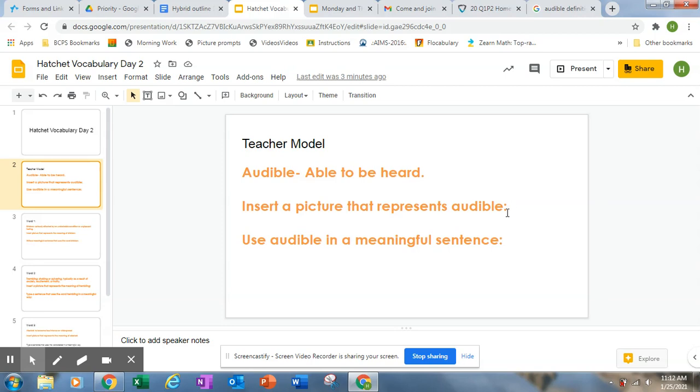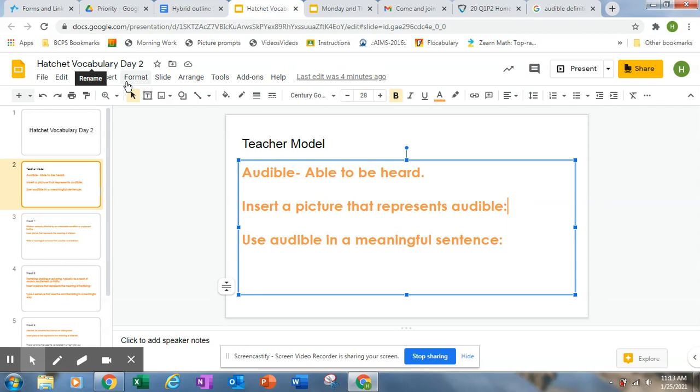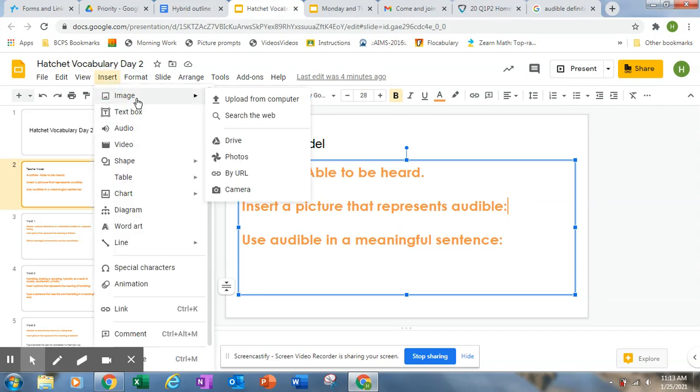So first I'm going to look at a picture. If it's able to be heard, well, I could either draw a picture in my notebook of maybe a person cupping their hand around their ear so they're able to be heard, or I could search a Google picture of someone listening to something. So I am going to go ahead and go to Insert an Image.